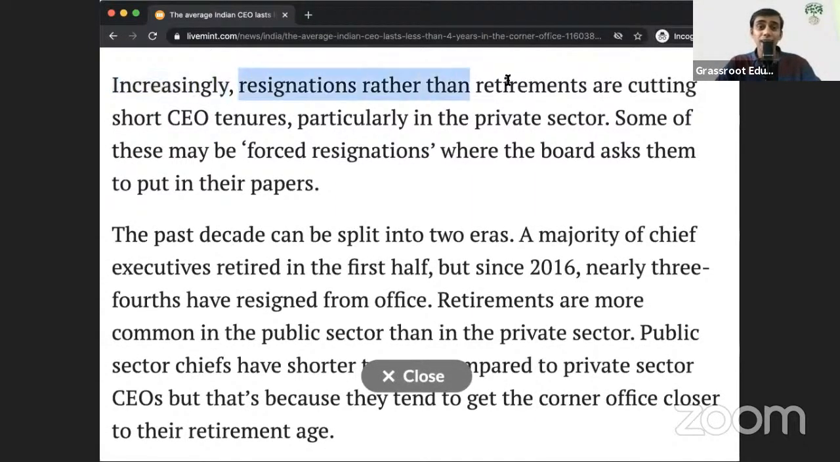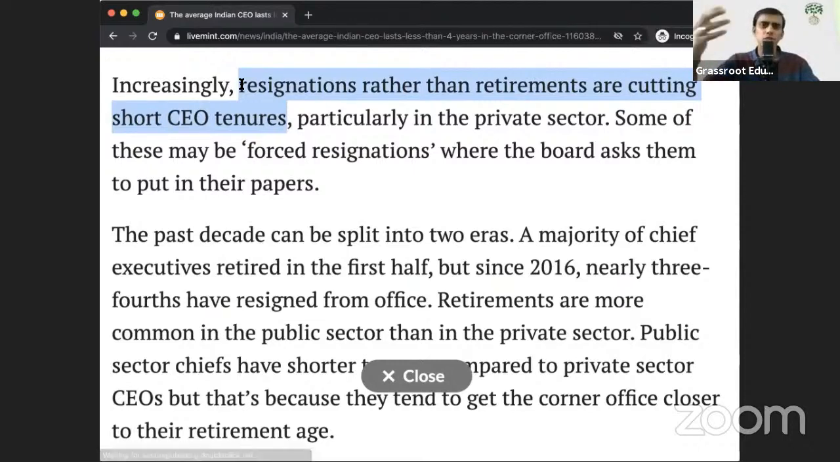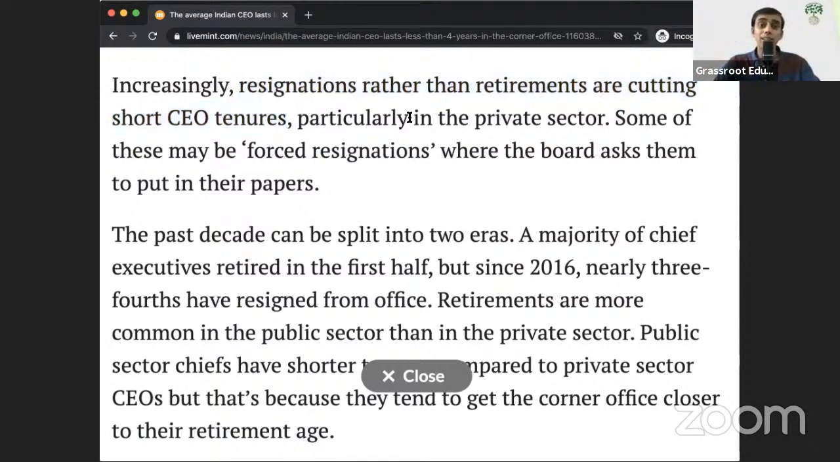Increasingly, resignations rather than retirements are cutting short CEO tenures, right? So usually CEOs are a bit senior. They are maybe 55, 56 years old, or sometimes even younger. But it's resignations that are cutting out. So maybe someone is becoming a CEO, but in a couple of years they are resigning, instead of retiring, instead of naturally going out. Particularly in the private sector, this is happening. Some of these may be forced resignations where the board asks them to put in their papers.